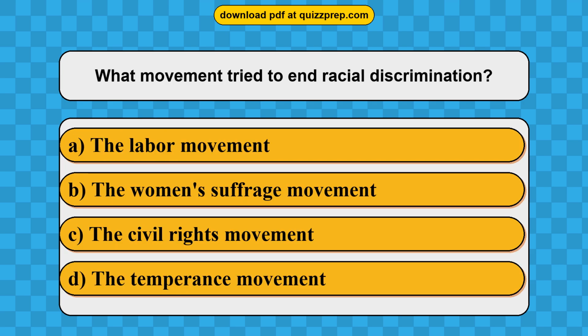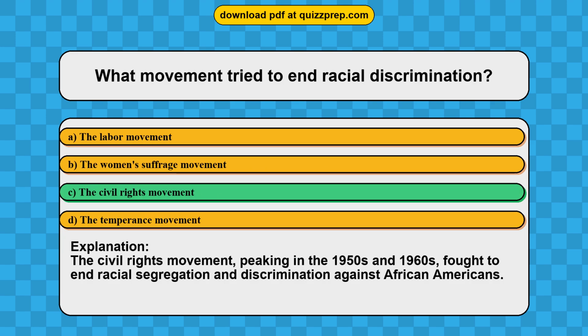Question 78. What movement tried to end racial discrimination? Option A. The labor movement. Option B. The women's suffrage movement. Option C. The civil rights movement. Option D. The temperance movement. The correct answer is option C, the civil rights movement. The civil rights movement, peaking in the 1950s and 1960s, fought to end racial segregation and discrimination against African Americans.